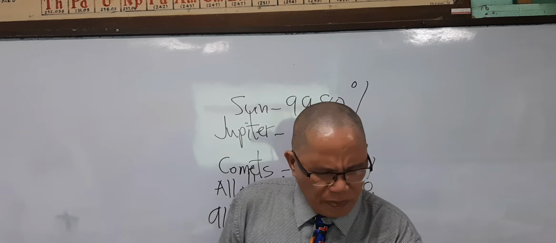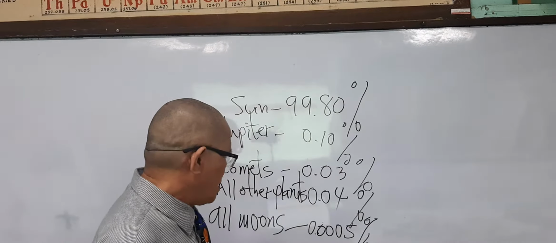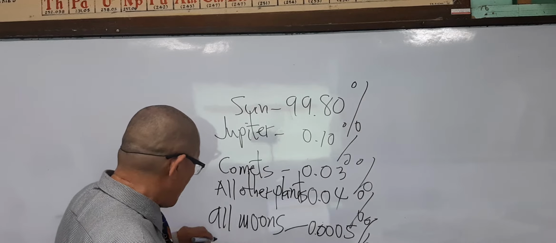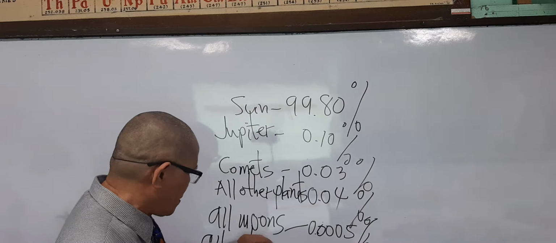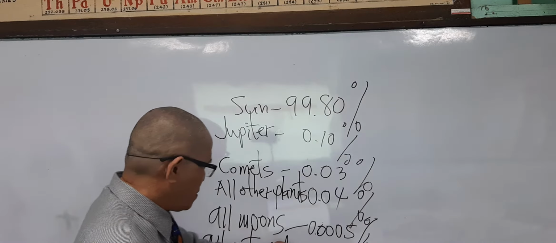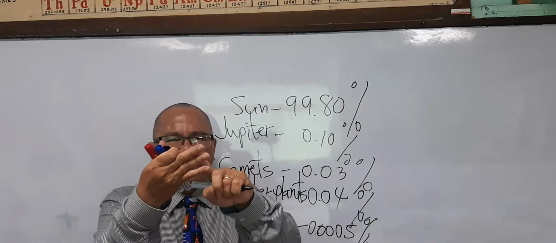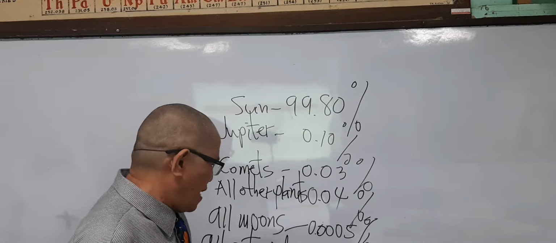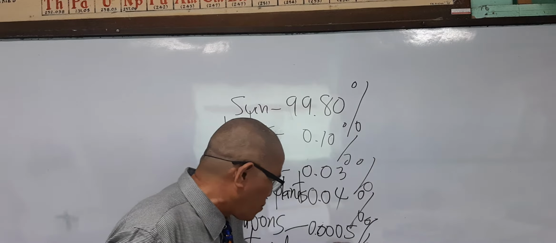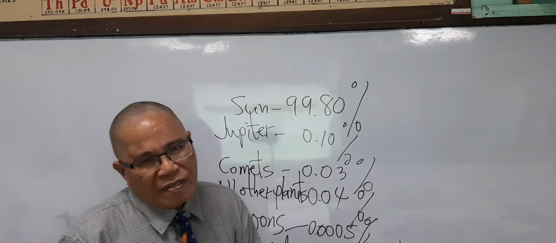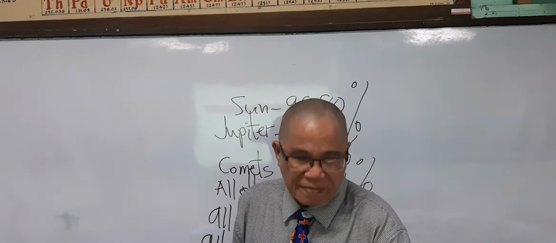Then, if we consider the asteroids, the cosmic dust, all asteroids, it will be five zeros: 0.00002%. So very small contribution. Okay.